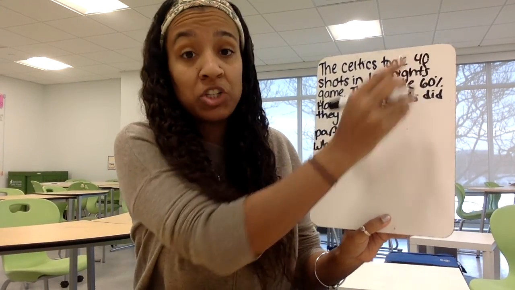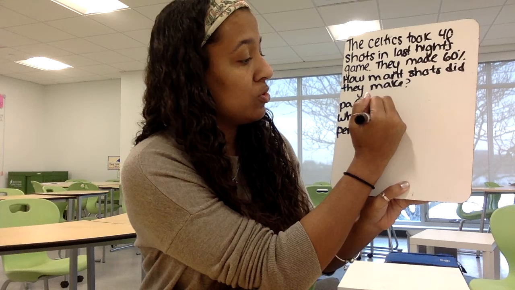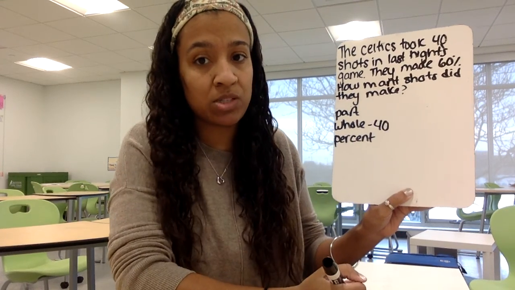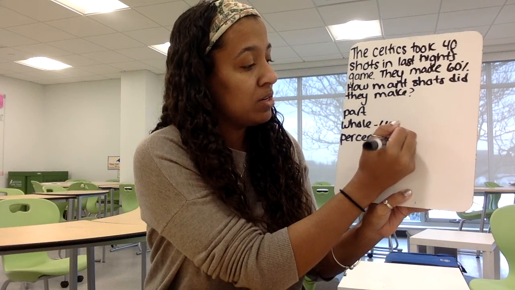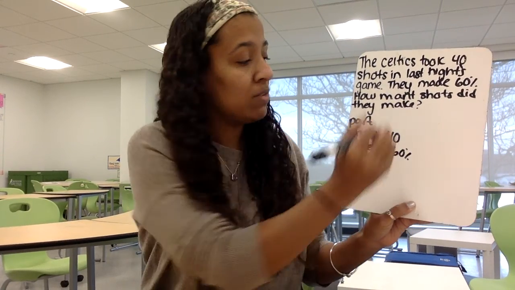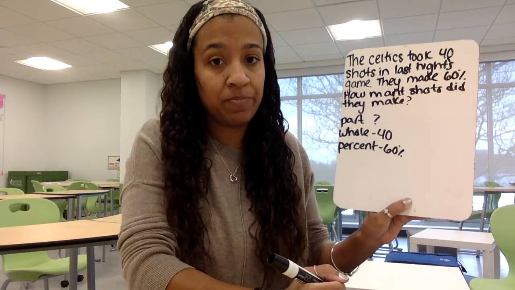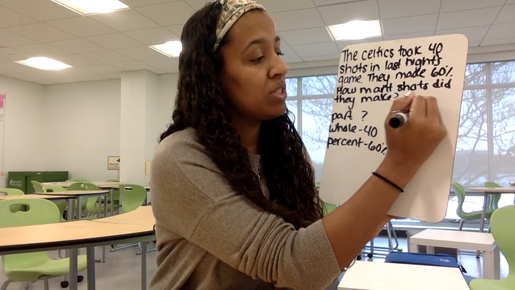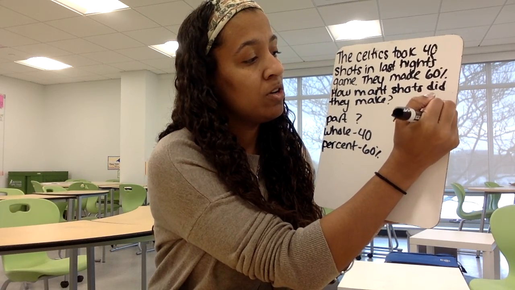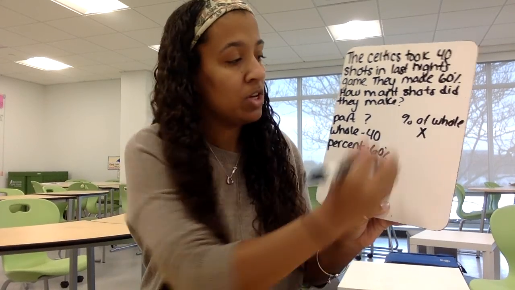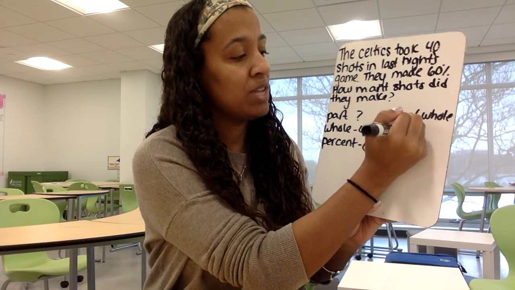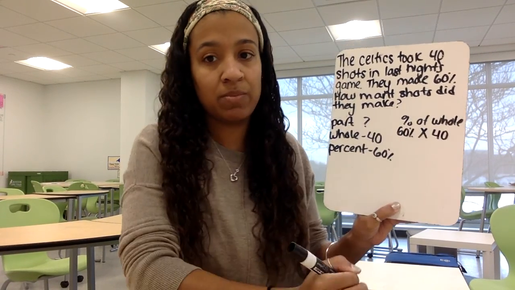Took 40 shots. That's all of the shots they took. The total number of shots is 40. They made 60% of the 40. So we're looking for the part. When we're given the percent of the whole, we know we can use multiplication. We can find 60% of 40.